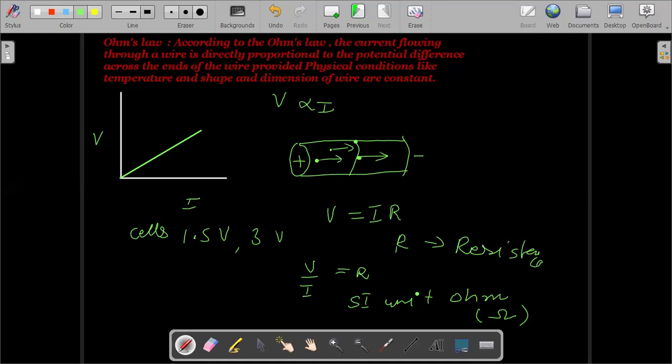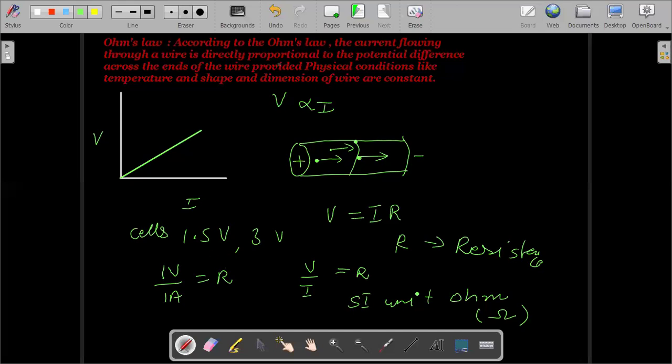It's very simple to define it. Try to define it from the formula. The formula is R equals V over I. If you have a potential difference of 1 volt and the current is 1 ampere, we can say that the resistance is 1 ohm. So if potential is 1 volt and current is 1 ampere, the resistance of the wire is said to be 1 ohm.